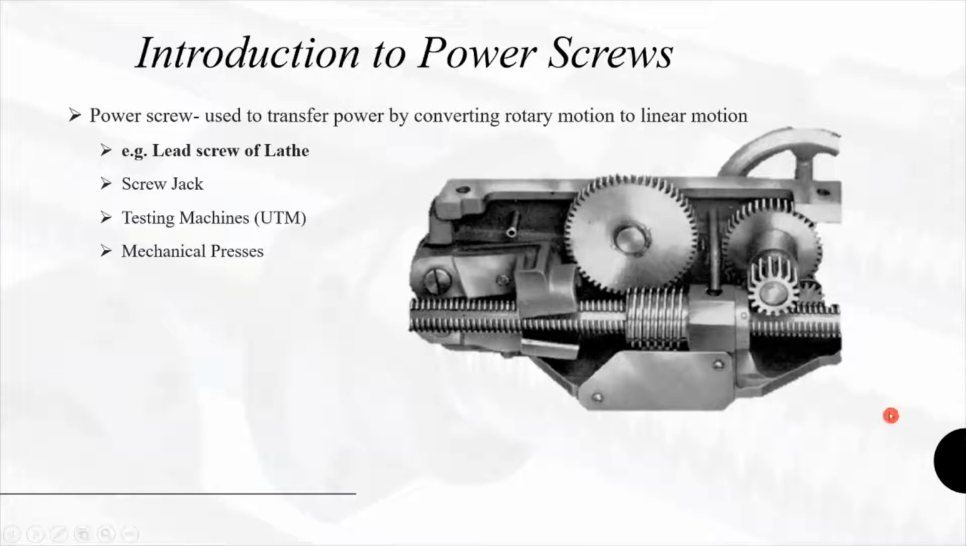Here the first example is lead screw. If you observe this horizontal threaded part, it is called the lead screw. It rotates in its own place, and this half nut is engaged to the lead screw so that the cross slide of the lathe machine moves in transverse direction.